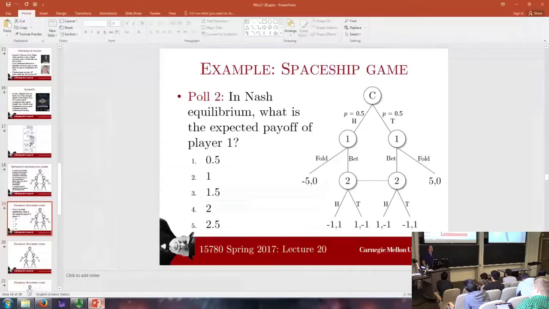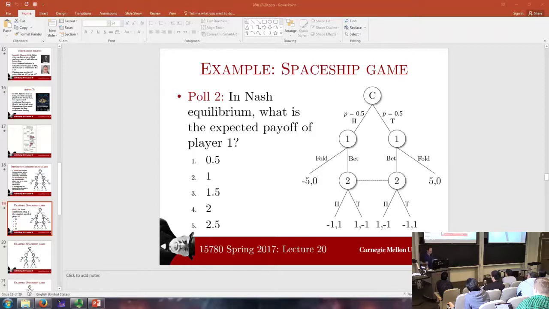Yeah. So it's 2 because player 2 knows that if player 1 bets, then their state is in the left-hand side, so they'll choose tails. And then if player 1 gets a tails, then it knows that it can fold because its value is going to be higher than whatever it can get. Yes. Excellent.